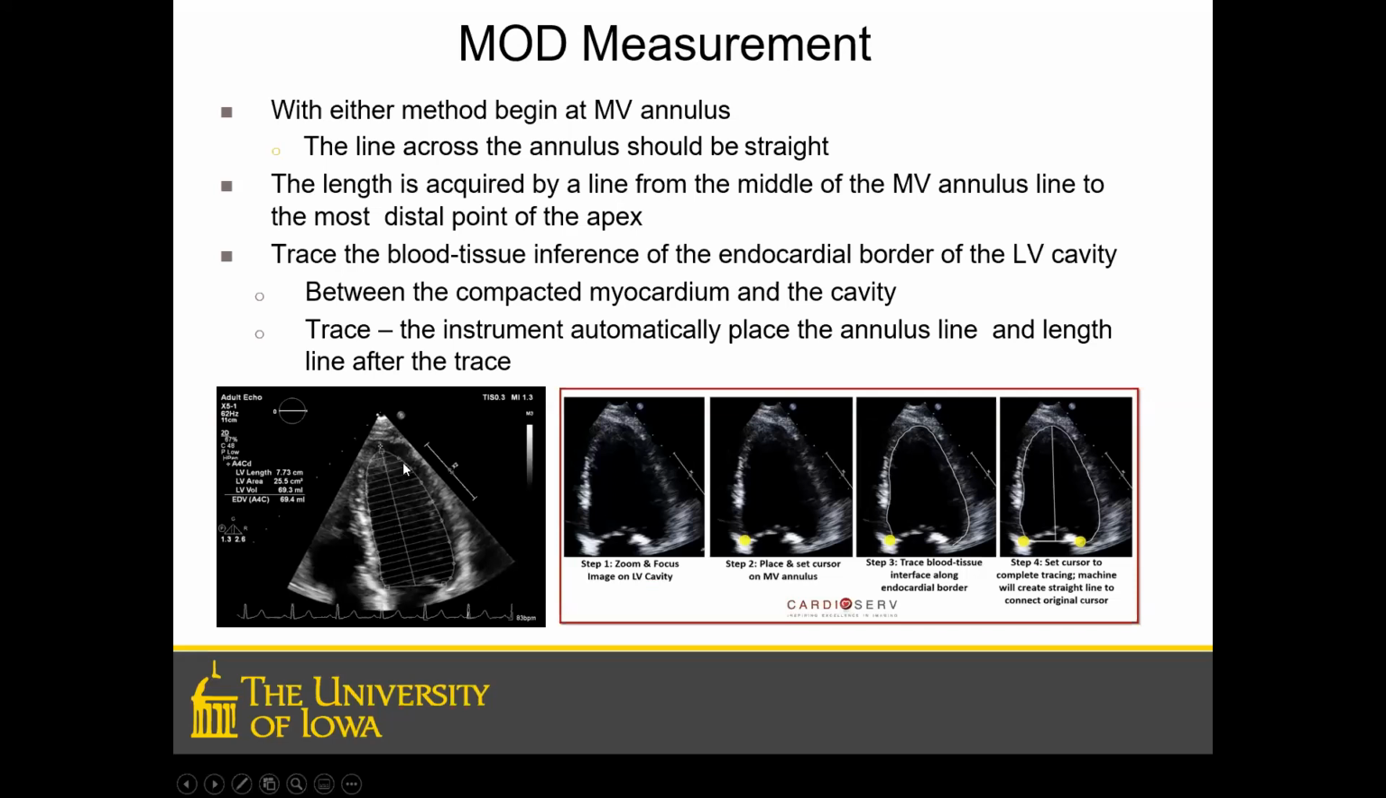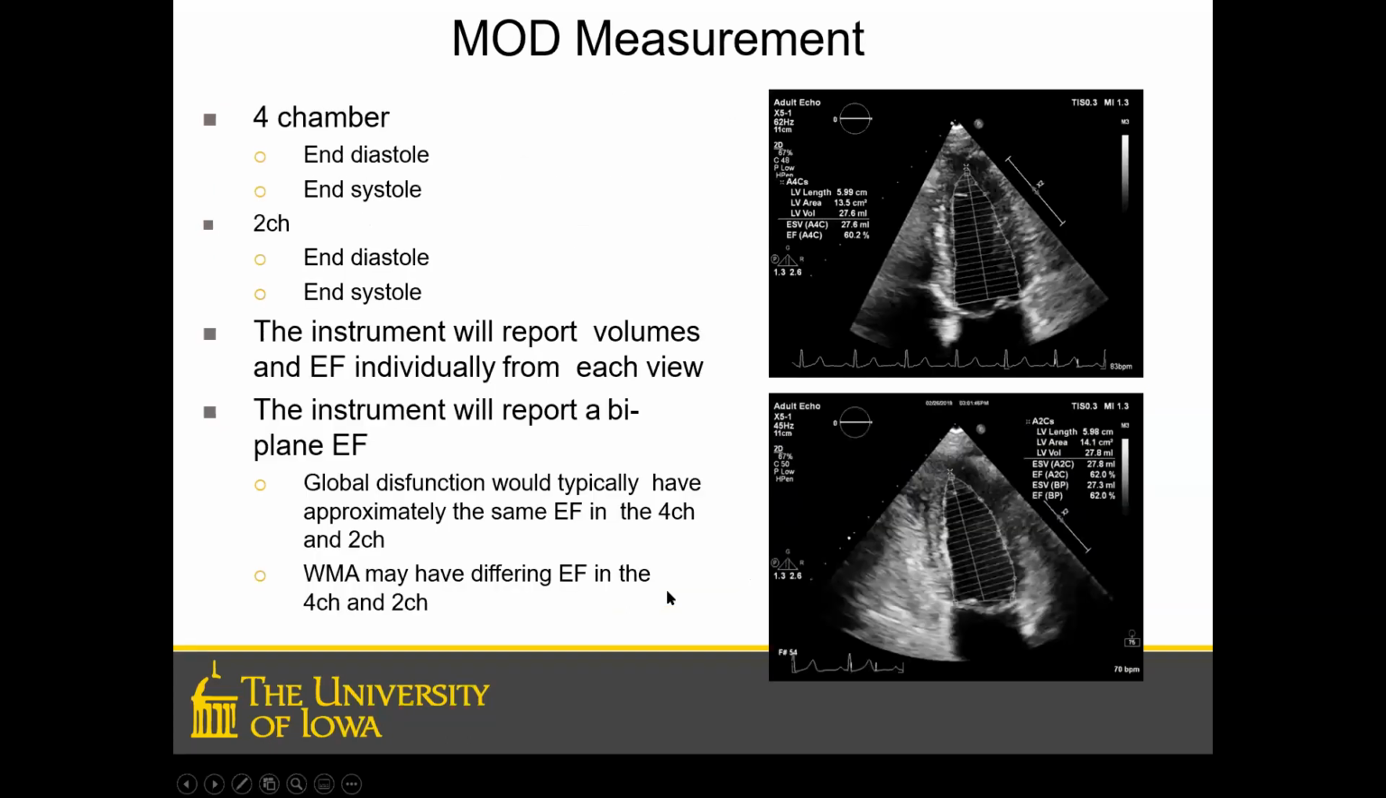Now, in terms of the way this trace is done from a technical aspect, you can do it as an ellipse that comes in that you then shift, or you can do an actual manual hand trace. Either way, we start at the annulus and then go up to the apex. That trace should be on the compact myocardium. So the non-compacted myocardium, your trace is going through that. It's going through the papillary muscles, not around them.